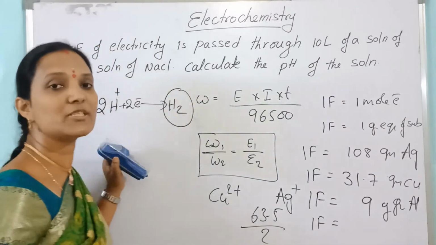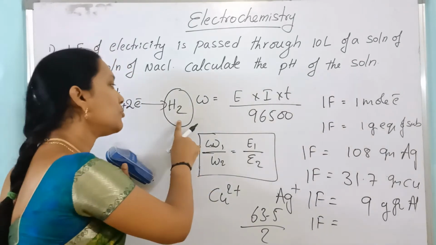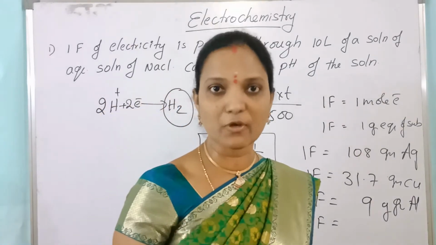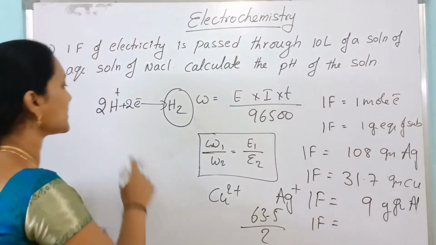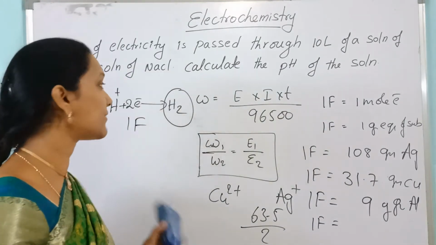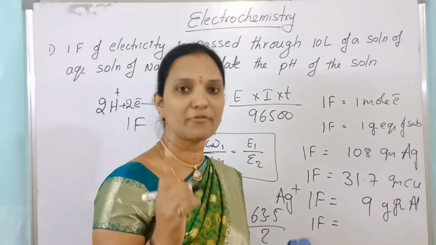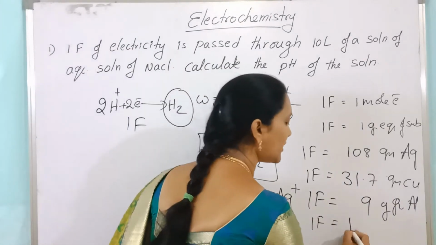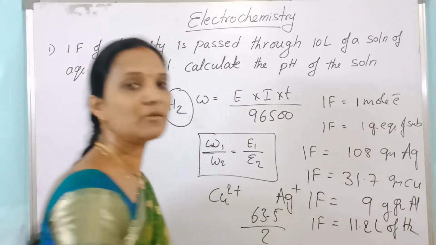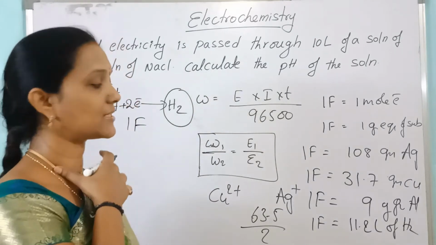Then how much hydrogen are we getting? When 2 Faradays of electricity is passed, we get 1 mole of H2. 1 mole of H2 means 22.4 liters. So 2 Faradays give 22.4 liters, and 1 Faraday gives 11.2 liters. So 1 equivalent of hydrogen is nothing but 11.2 liters of H2.